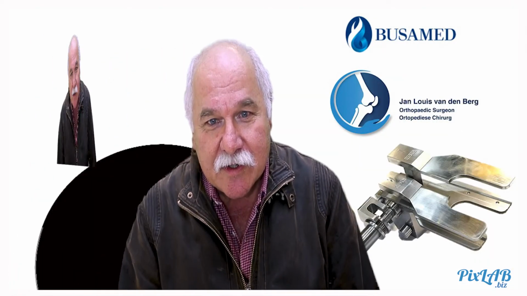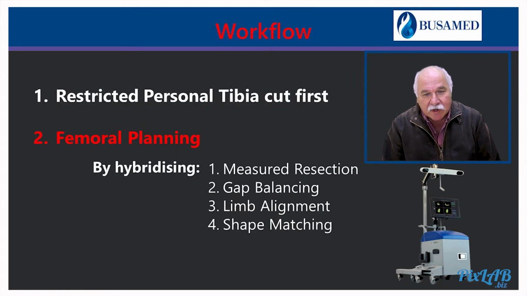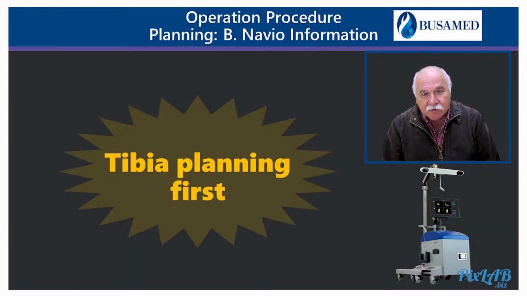Just to summarize the workflow before arriving at our tensioner technique. The workflow would be a restricted personalized tibia cut first, followed by femoral planning, which is then hybridizing measured resection, then gap balancing, limb alignment and shape matching. Tibia planning first, of the utmost importance.